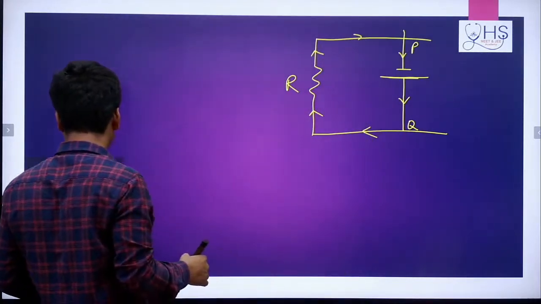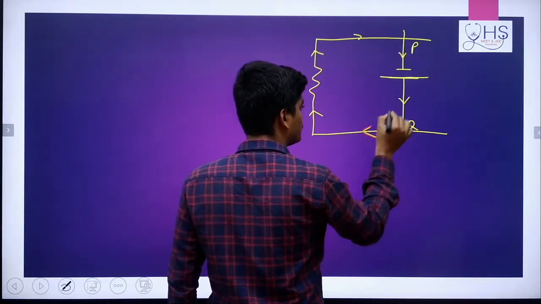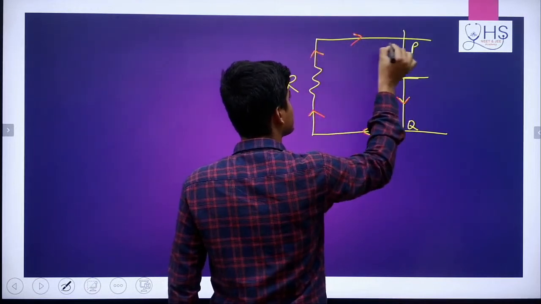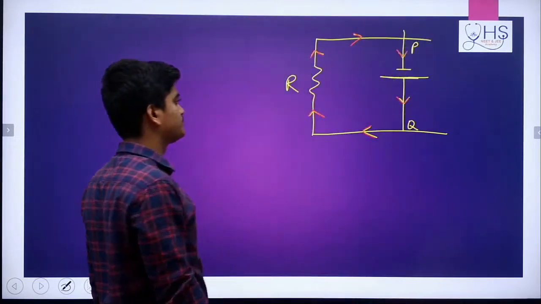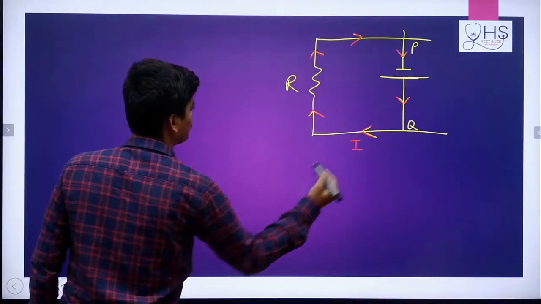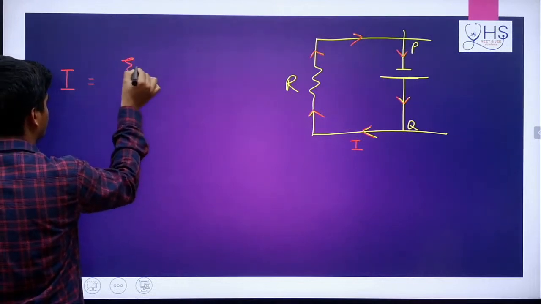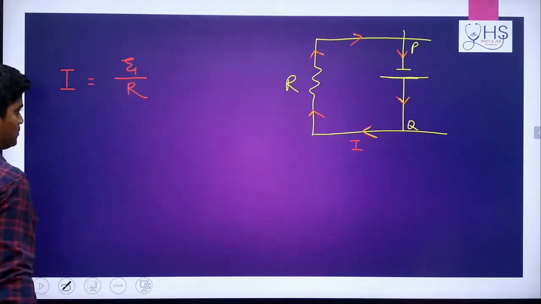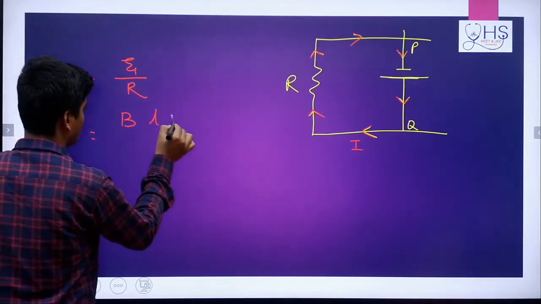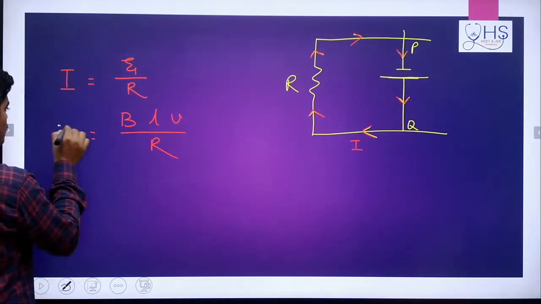For more visibility I am giving it with a red pen. So now see here, this is the current I. If I want to find this I, it will basically be EMF by R, and EMF is BLV. So BLV by R, now you can find your I.